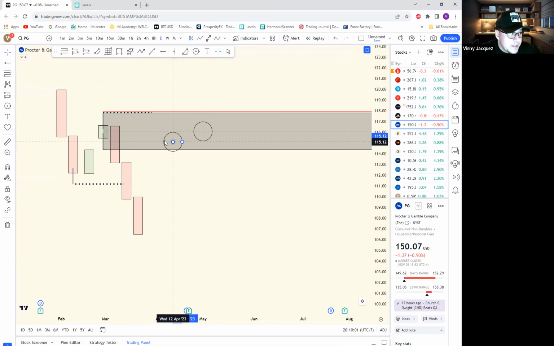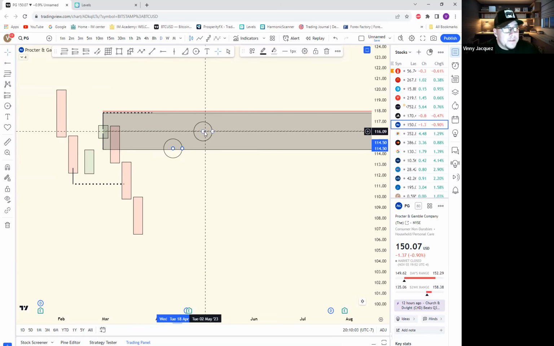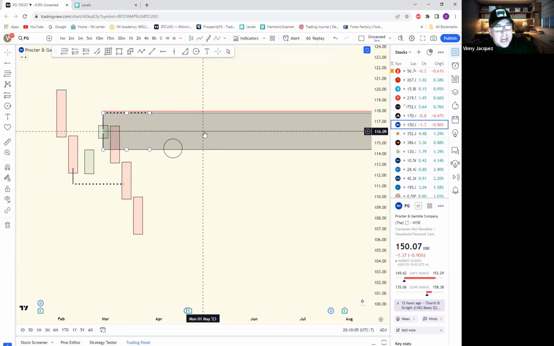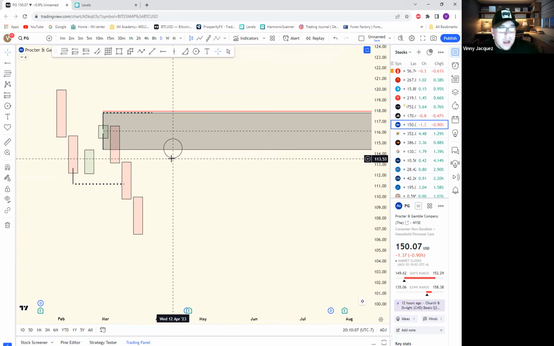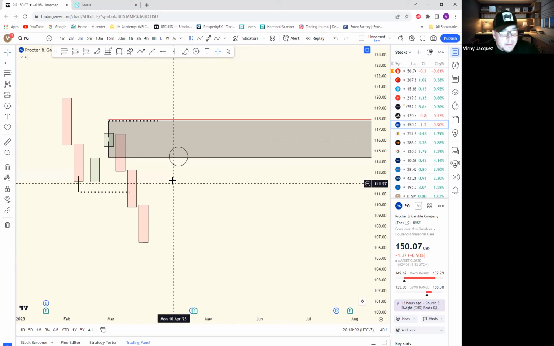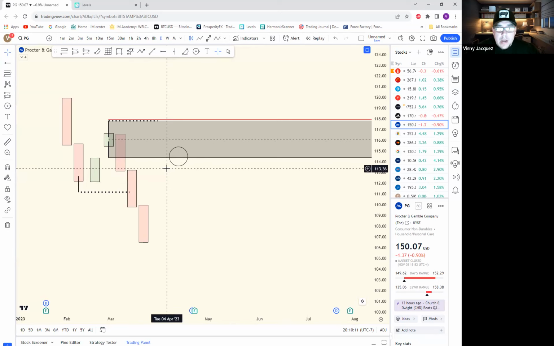I personally like to enter as soon as it touches. I'm a fan of just getting in. I'm going to be honest, I don't really care about getting the snipe. I want to get in. Every trade of mine is calculated no matter what, so whether I get the snipe or I'm in a few pips, it doesn't matter.